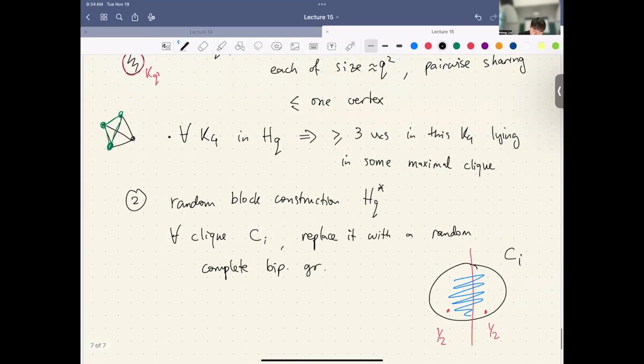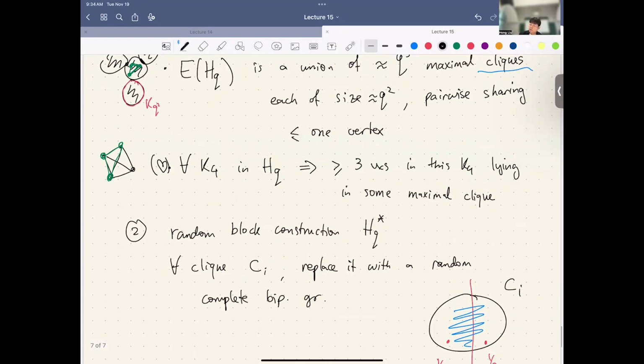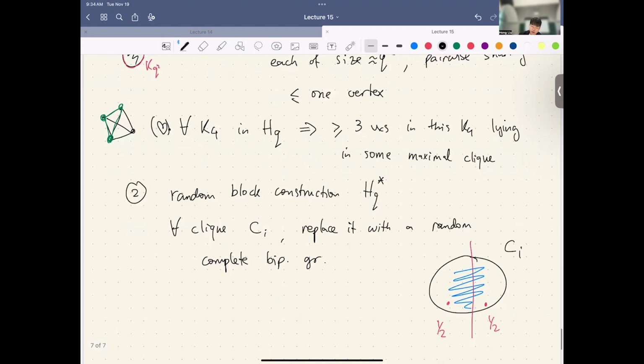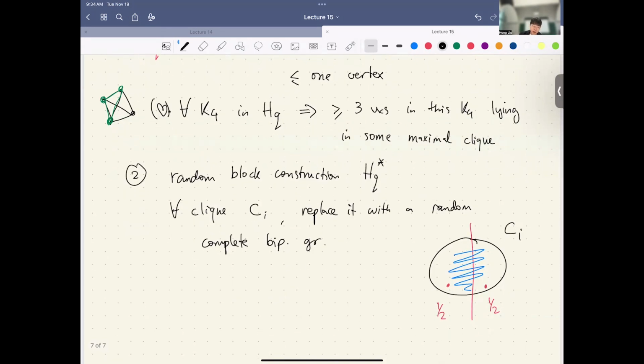Now, because of this loss property, this nice property that every K4 has a triangle inside some clique, by doing this, HQ star now is K4 free. So because of this property, we know that HQ star is K4 free. We obtain the first property, all right?